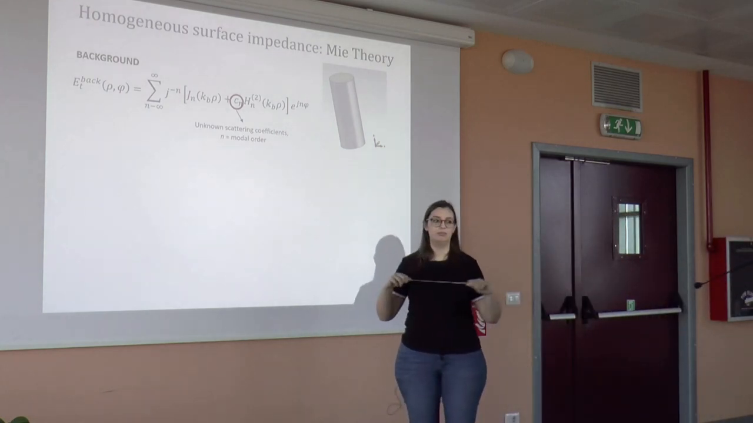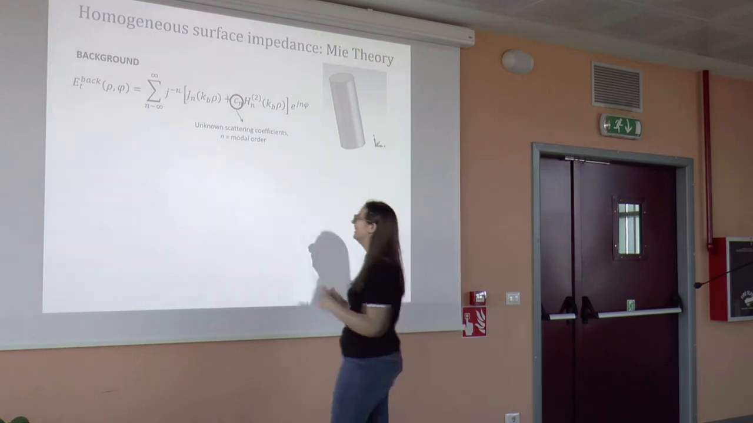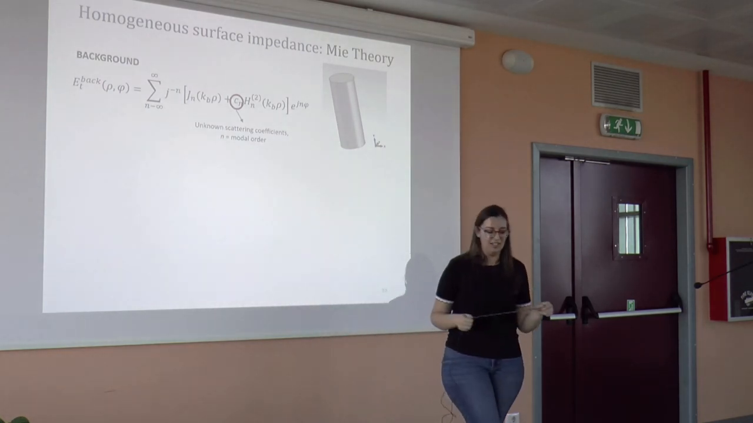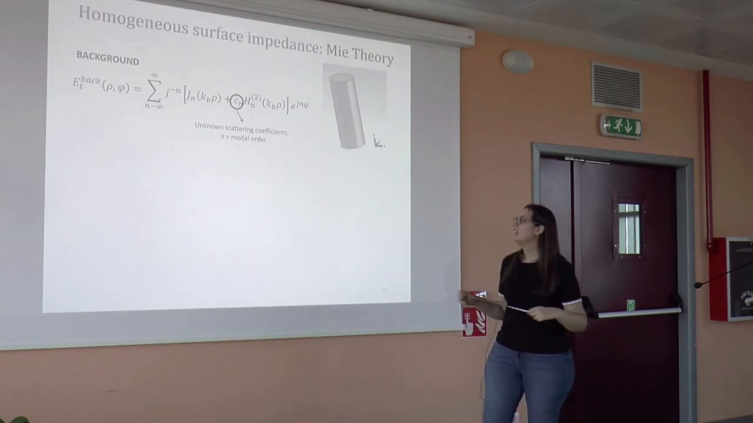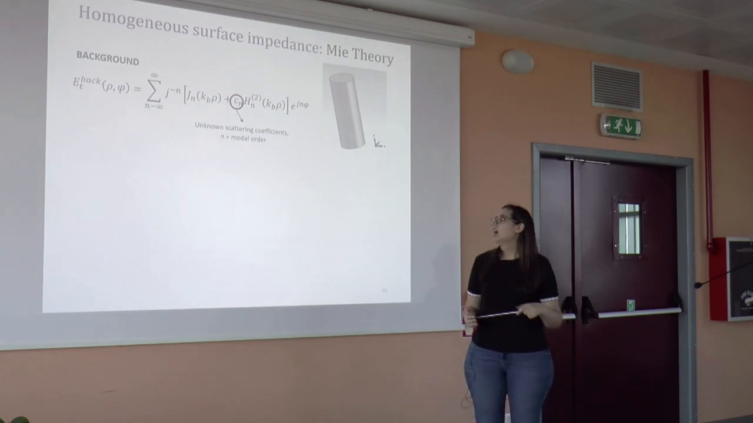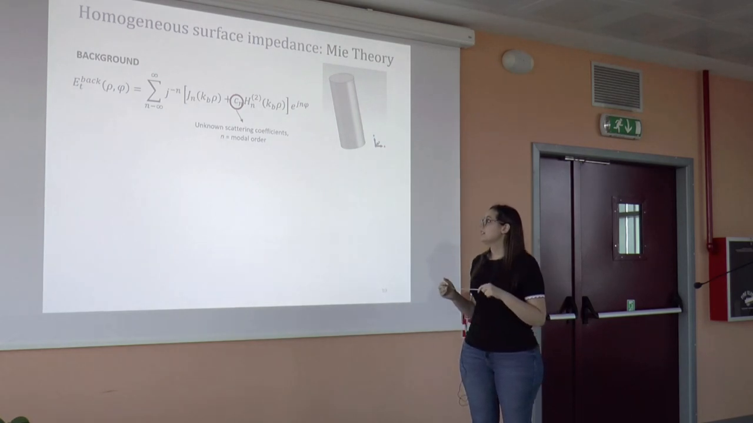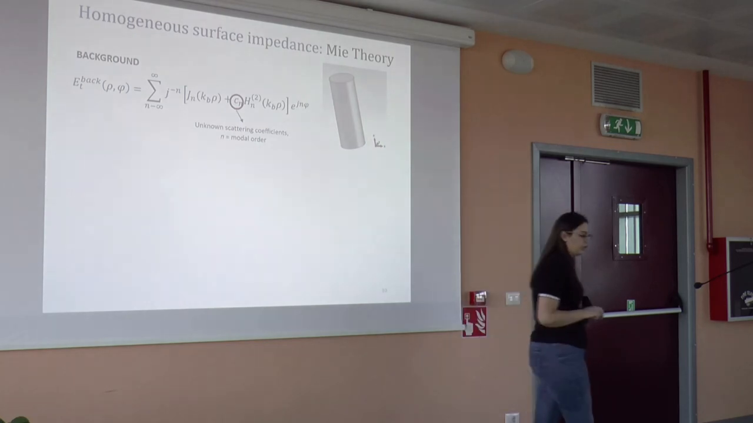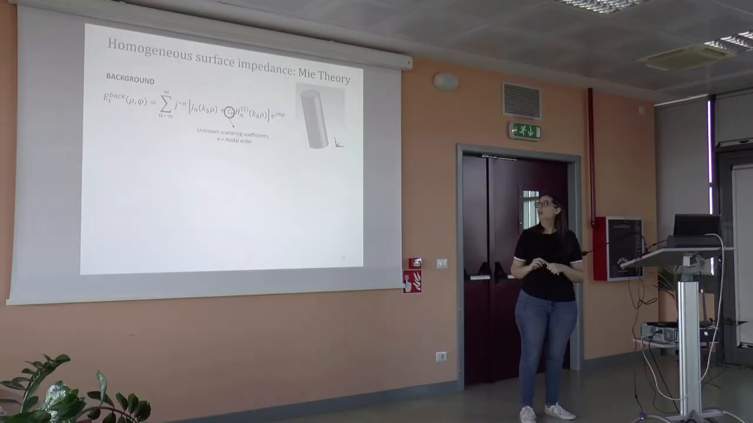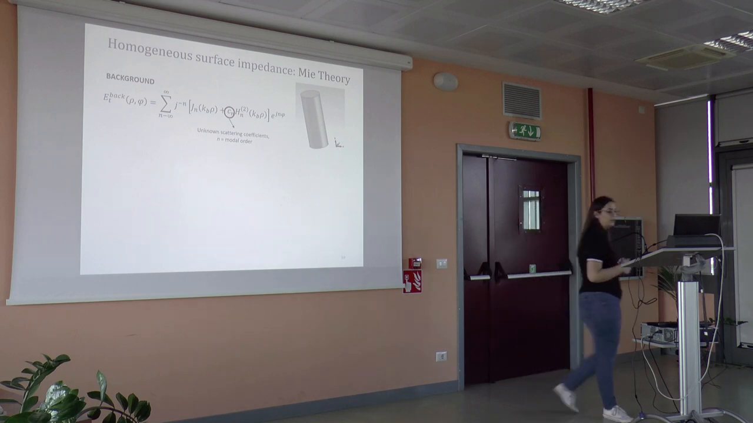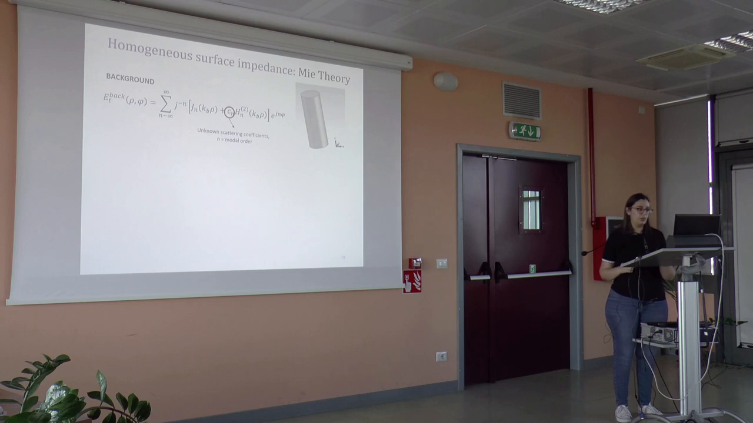The first one defines the impinging plane wave. The second one instead characterizes the scattered field. We can see that there are these scattering coefficients which represent how much a certain harmonic contributes to the scattered field. So if we want to reduce the scattered field, we should impose this coefficient equal to zero.